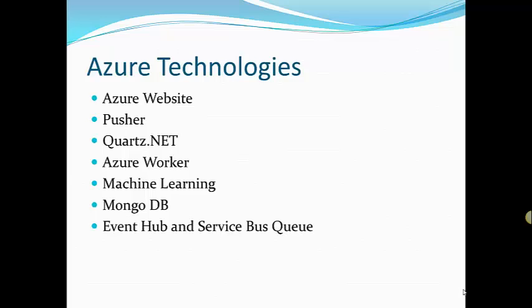For Azure Worker, we mainly have the Event Hub processor and also the Service Bus message processor. We will be doing some machine learning using Gilt data, and all the data that we are gathering will be stored on MongoDB. Finally, we will be using the Event Hub and Service Bus queues.